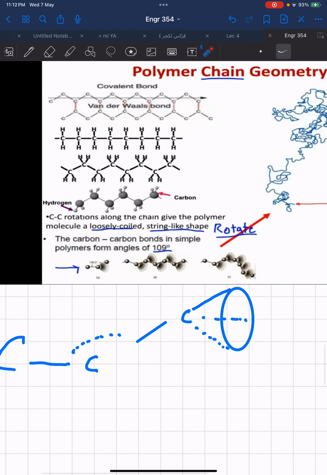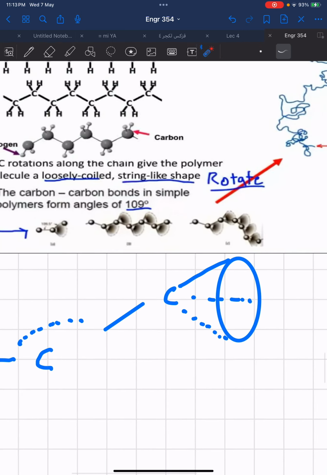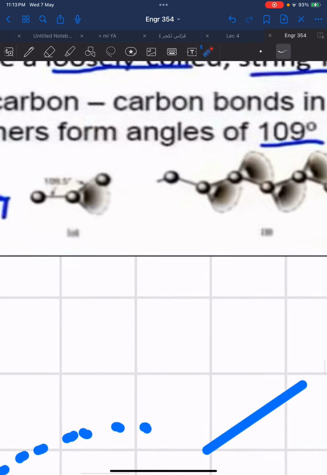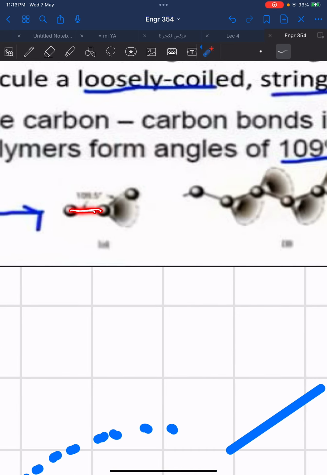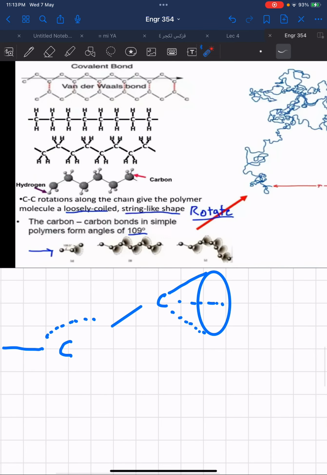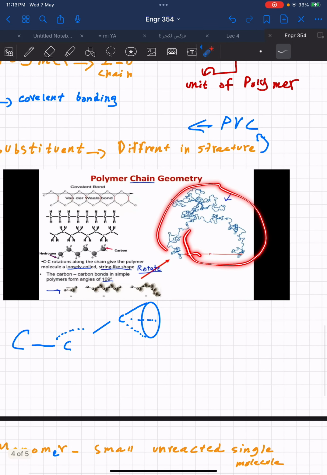See, the rotations along the chain give the polymer molecules a loosely coiled string-like shape. Why? Because it's 109 degrees, and this is a better diagram than the one I drew. We have the carbon which is bonded with another carbon. The other one will rotate 109 degrees, and the other one will rotate 109 degrees, 109 degrees, and so on, and we will have such a thing.